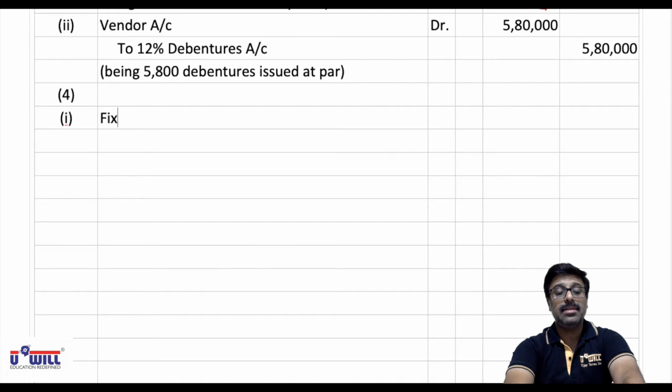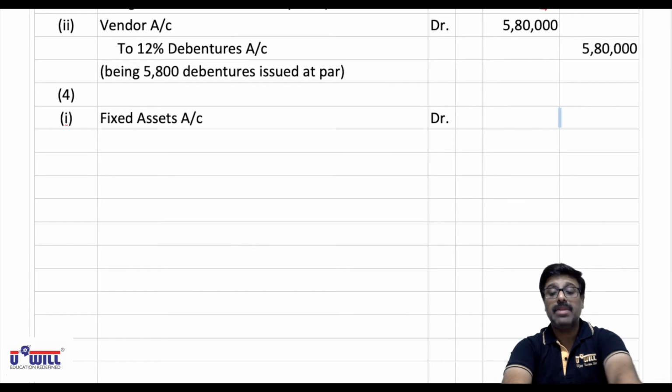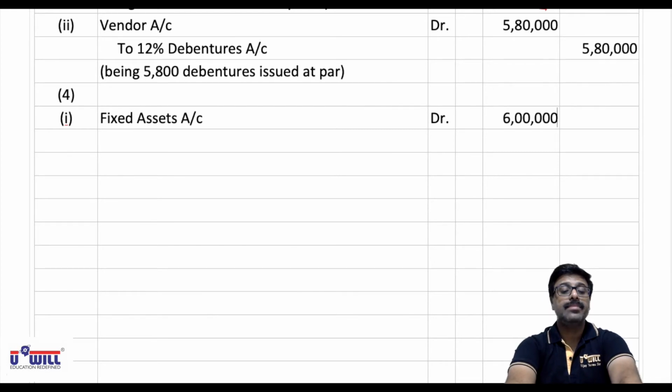Fixed assets become our assets. They have debit balance. So fixed assets account debit with 6 lakhs. Current assets become our assets. They again have debit balance. So current assets account debit with 1 lakh. Now leave one line in between.